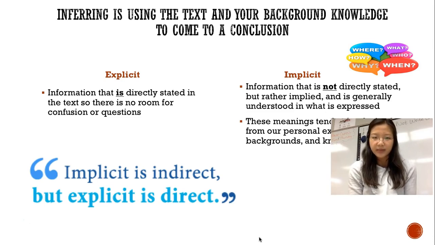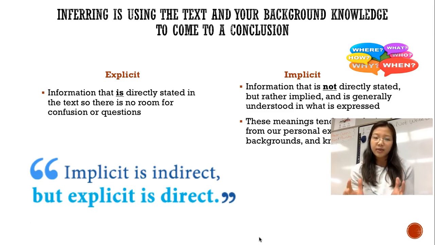What do we mean by this? It means combining both explicit and implicit info. Explicit info is information that is directly stated in the text, so there is no room for confusion or questions. Implicit information, on the other hand, is not directly stated, but rather implied, and is generally understood in what is expressed. These meanings tend to be derived from our own personal experiences, backgrounds, and knowledge.